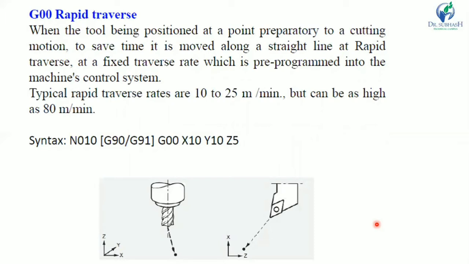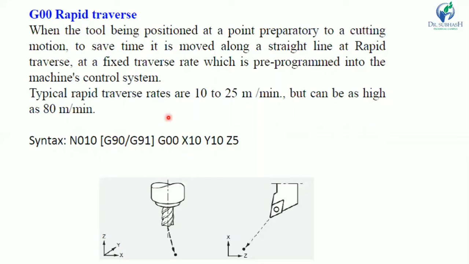So all the movements in rapid traverse are performed at the maximum feed rate available on the CNC machine tool, which depends on the design of the machine, and the instruction block with the rapid traverse function is written like this. Here N010 is the sequence number. Then G90 or G91 shows absolute dimensioning or incremental dimensioning. Then G0 means rapid traverse. Then the coordinates X10, Y10 and Z5.